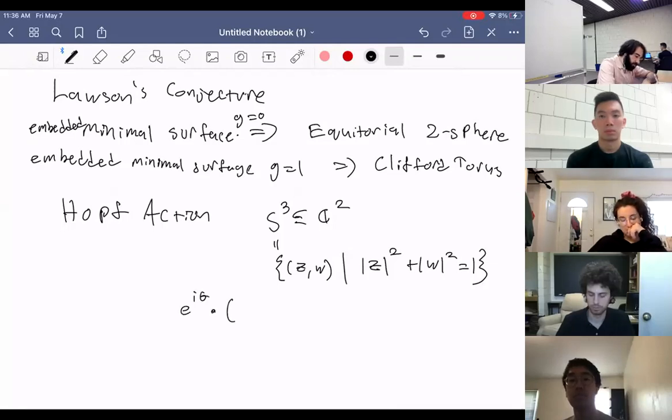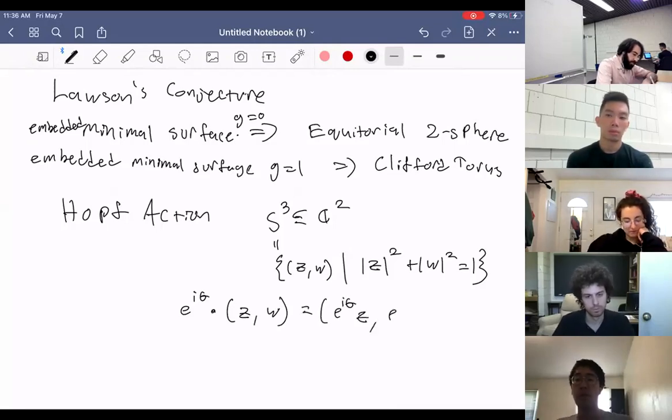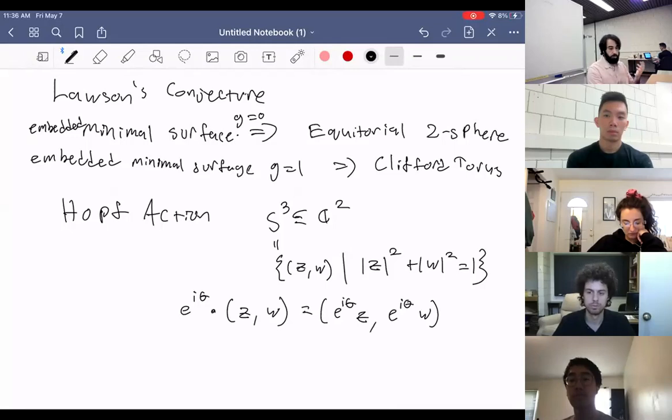So you just go e^(iθ) times Z, e^(iθ) times W. Now, this is a rotation in R4, which is an isometry in R4, so it's clearly an isometry on the unit sphere as well. The difference between this isometry and the previous one is that this one has no fixed points. So we're not going to be using this isometric action to find any minimal surfaces, or to find any totally geodesic submanifolds.